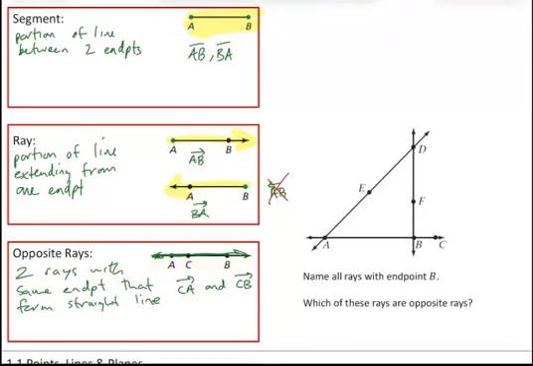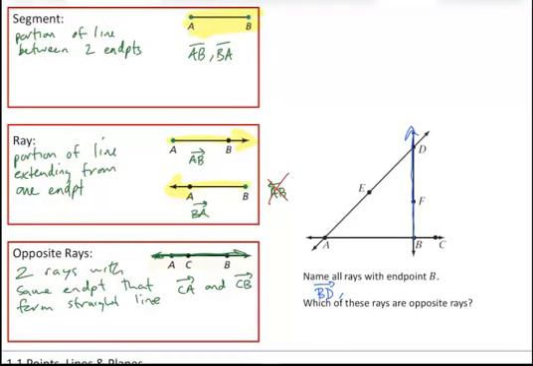All right, so go ahead and try answering this single question here on this slide. Name all the rays with endpoint B, and then identify which of them would be considered opposite rays, please. So what would be one ray with endpoint B? Okay, so BD. So here's one. And that's how you would notate it. What's another?